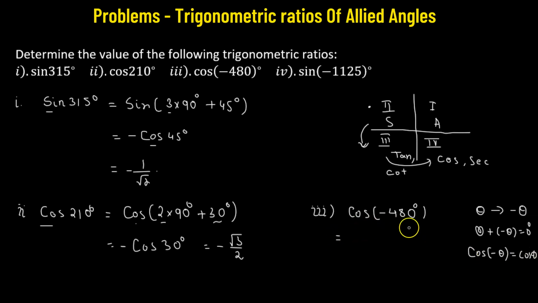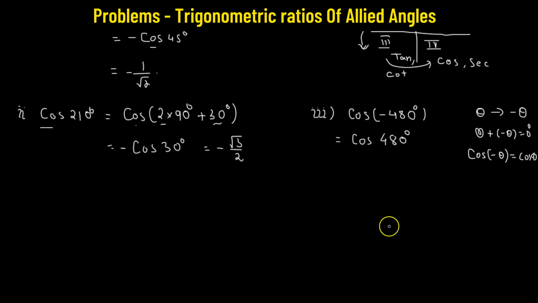Meaning, the cosine of negative 480 will be equivalent to cosine of 480 degrees. Now, our goal is to simplify the value of 480 degrees. So we have cosine of 5 times 90 degrees. So 5 times 90 degrees, that's 450 degrees. So we're still short of 30 degrees to reach 480. So we'll add 30 degrees to it.